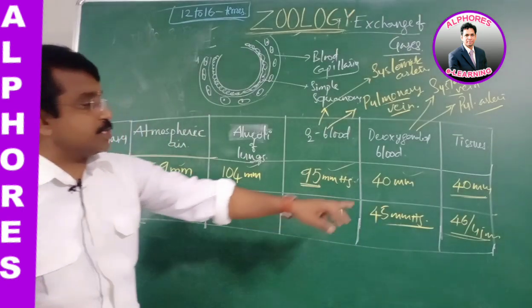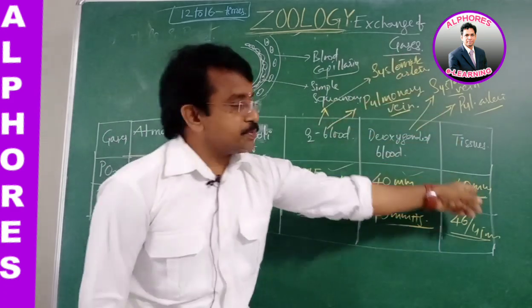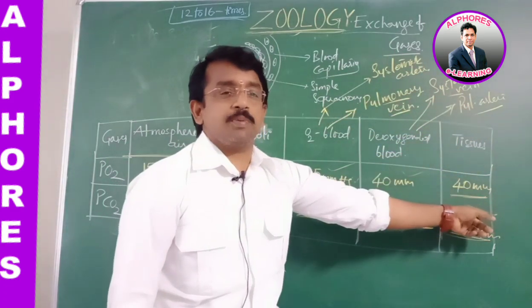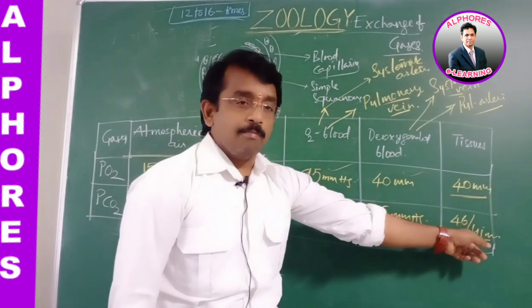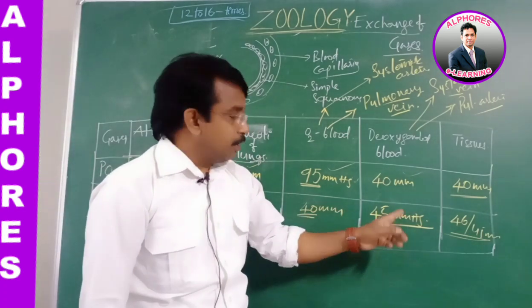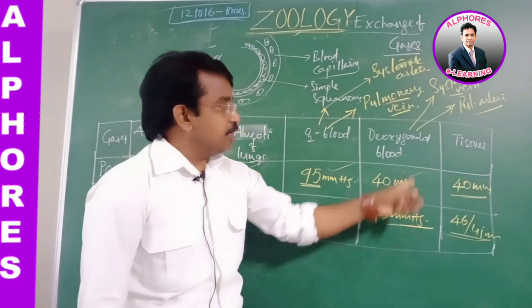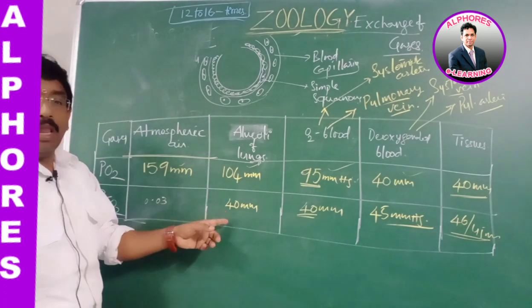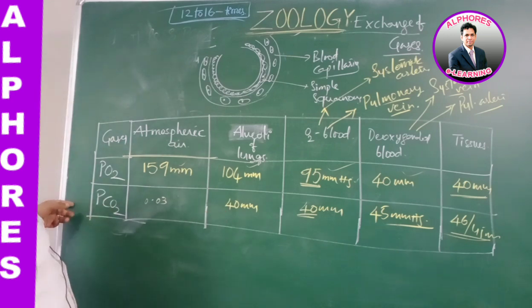So it reaches the tissues, and oxidation of food substances takes place. Once oxidation takes place, the carbon dioxide liberated from the tissues diffuses into the systemic veins. From the systemic veins, the deoxygenated blood is carried to the lungs, and from there it is diffused out.